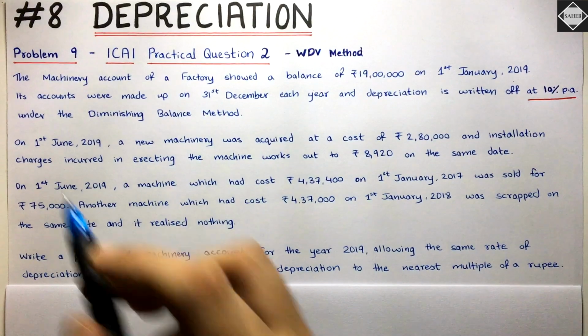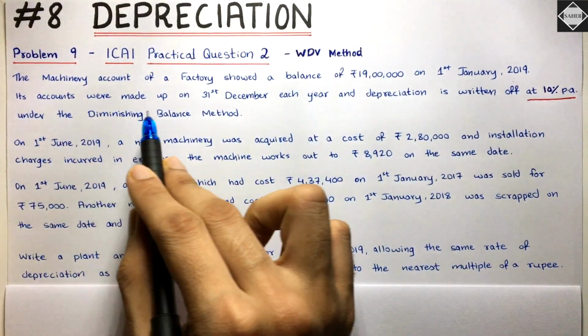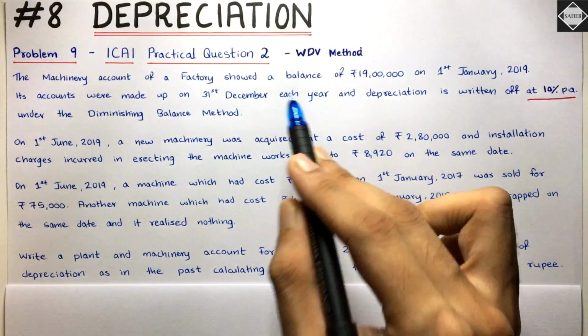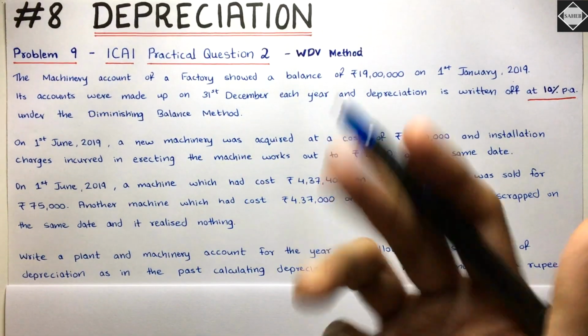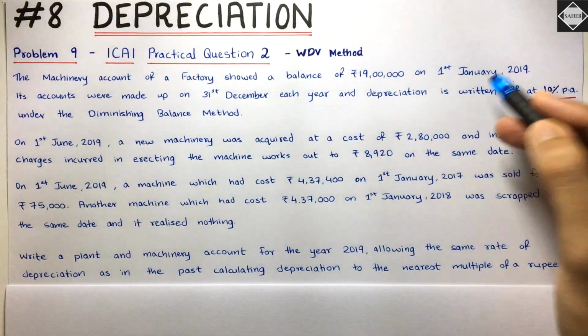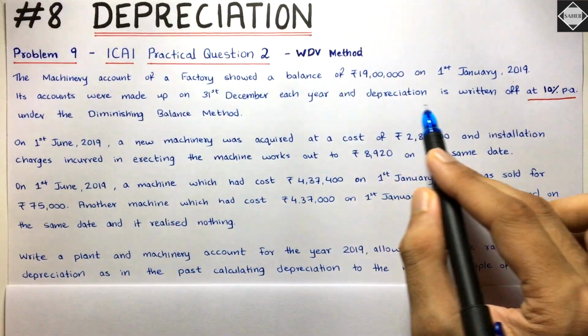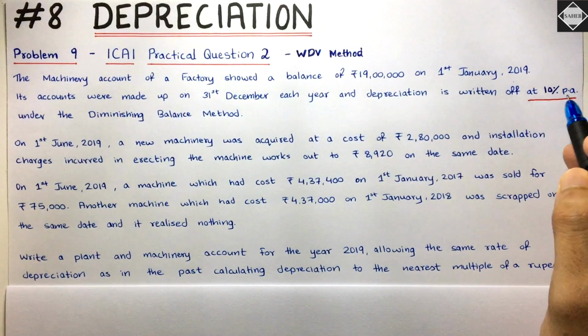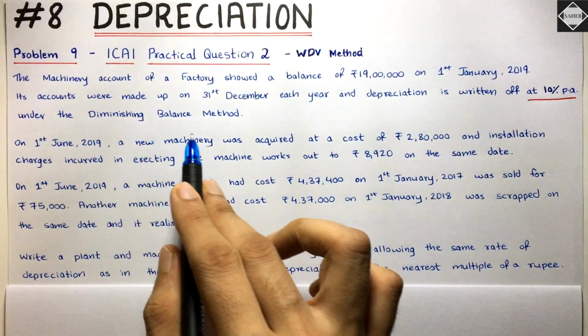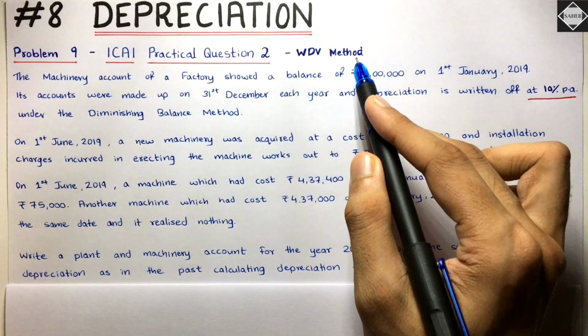Fine. And then they are saying its accounts were made up on 31st December each year. That's the year end, the date when we charge the depreciation normally. And the opening date is 1st January, you all know. And depreciation is written off at 10% per annum. So this is the rate of depreciation under the diminishing balance method, which means basically the WDV method.